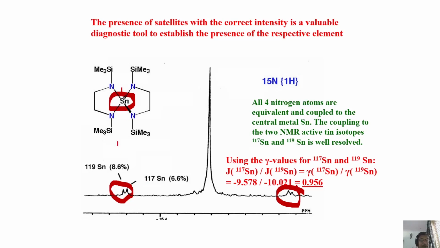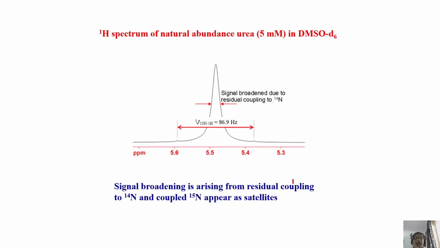So now by using the ratio of these peaks, one can find out the percentage of different isotopomers present there, because intensity is very precise here. If you measure very precisely, you can find out the percentage of 119 and the percentage of 117 both, and they are almost equal. Now we'll see the 1H NMR spectrum of natural abundant urea.